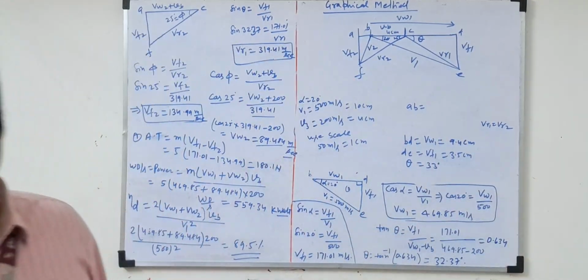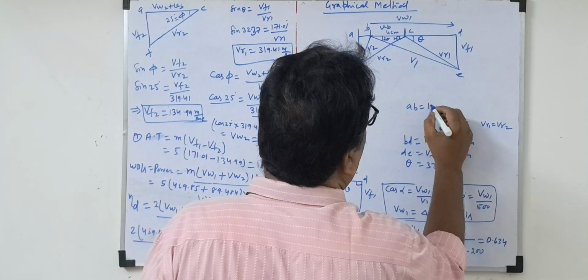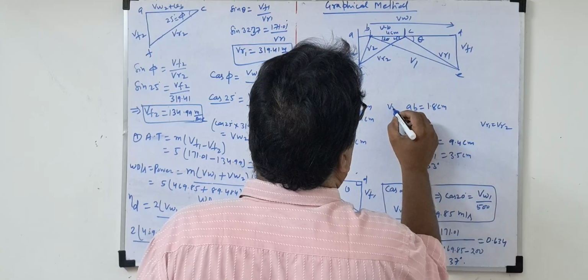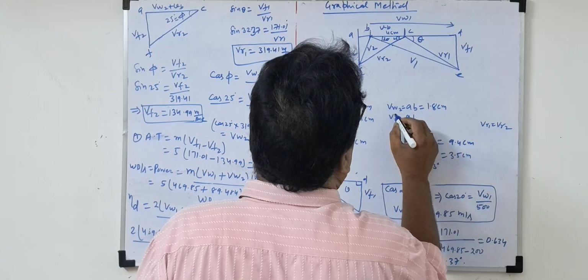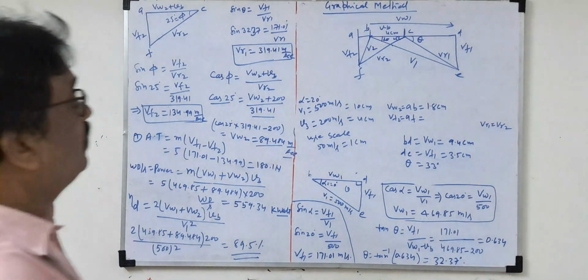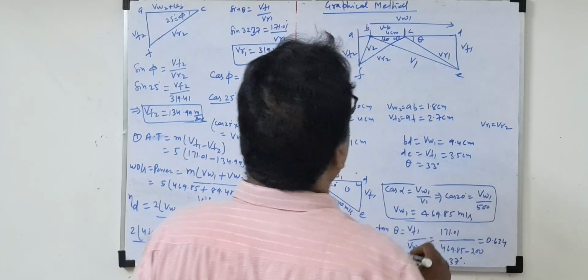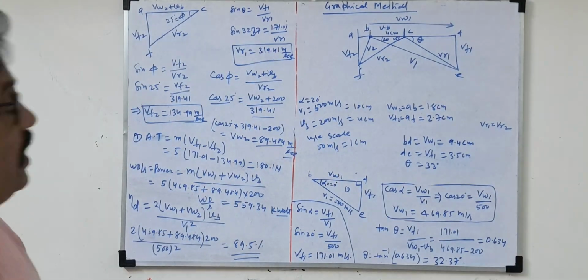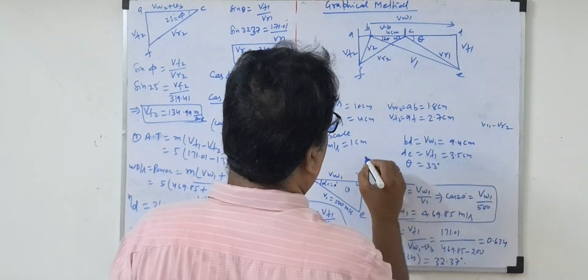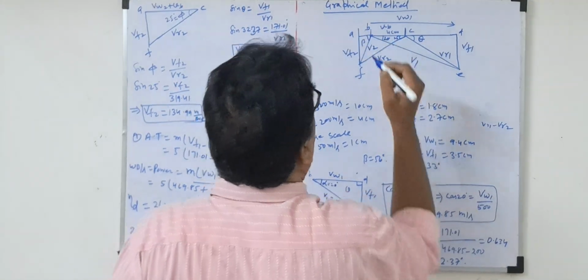AB, how much coming here? VW2 is 1.8 centimeter, if you measure. Then AF is nothing but VF2. So VF2, how much centimeter we got here? 2.7 centimeter. Any other things? Beta we will get here 56 degree. If we measure this beta, we'll get 56 degree.